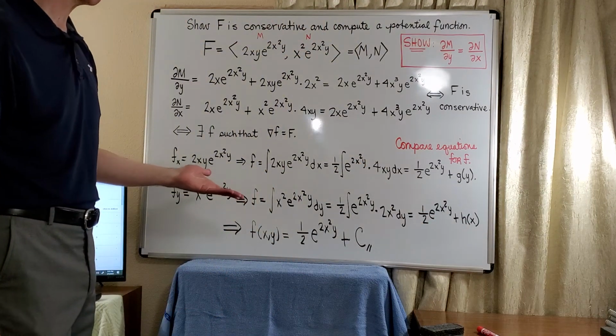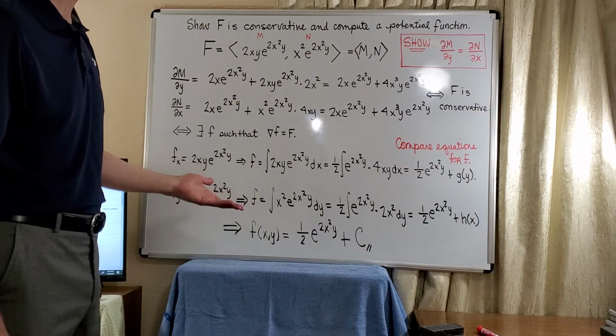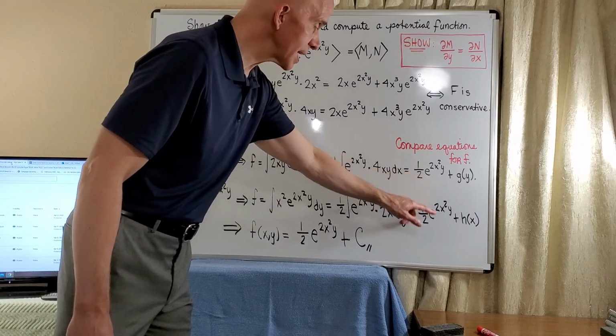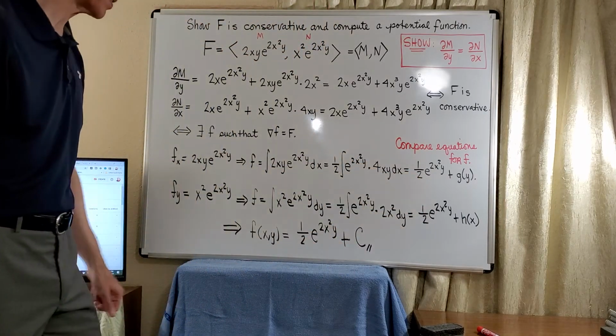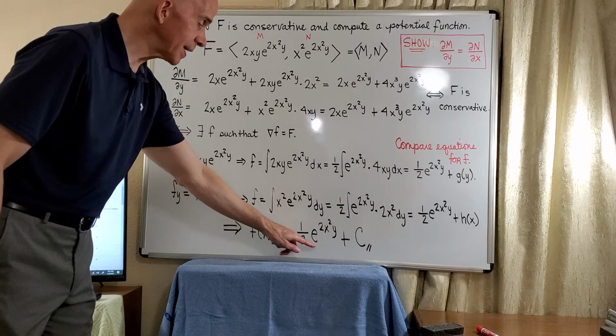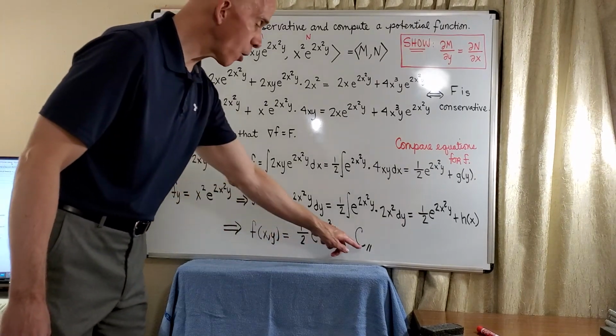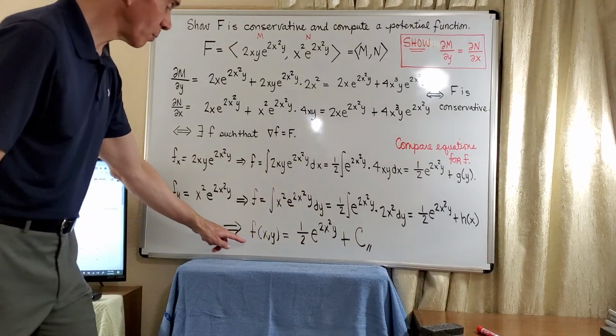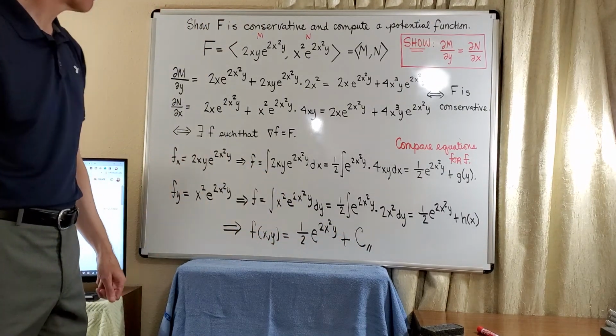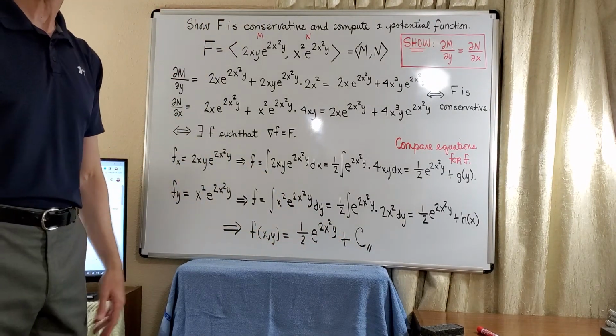And now we just compare the equations for f and we're good to go. We see that we must have this term in the potential function, that is 1/2 e to the 2x squared y, and then of course we can add any arbitrary constant and we will have a potential function for the vector field f. And we are done.